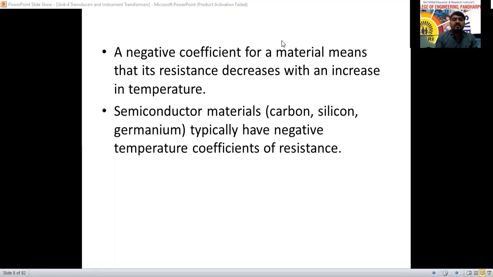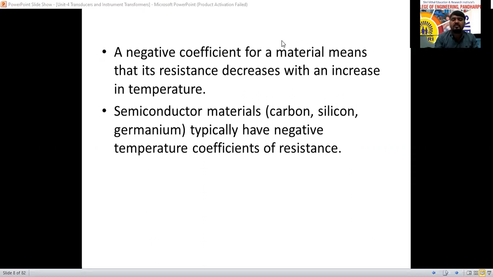So the negative temperature coefficient materials are semiconductors that we are going to use. Examples: we can take any SCR material, diode or LED. If the temperature is increased, the resistance decreases. Initially they oppose the flow of current and have very high resistance, but after some time they start to conduct by passing a current.